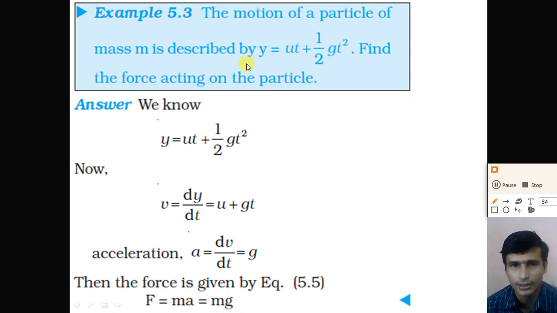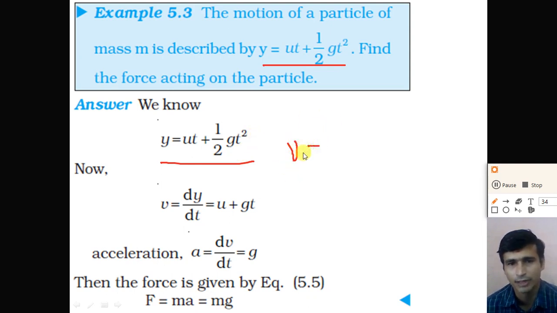From the equation of the displacement, y = ut + 1/2 gt², we need to calculate the acceleration. How can we calculate the acceleration from the equation of the displacement? Differentiation of the displacement with respect to time gives the velocity, and differentiation of the velocity with respect to time gives the acceleration. Dear student, the equation of the displacement is given to you: y = ut + 1/2 gt². From this equation, find v = dy/dt.